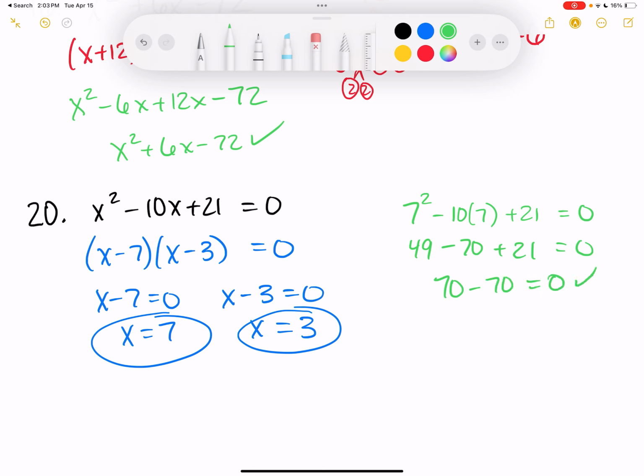And then I could check the other one. So 3 squared minus 10 times 3 plus 21. So that would be 9 minus 30 plus 21. Well, that ends up being 0, which is equal to 0. So I know that both of those are right.